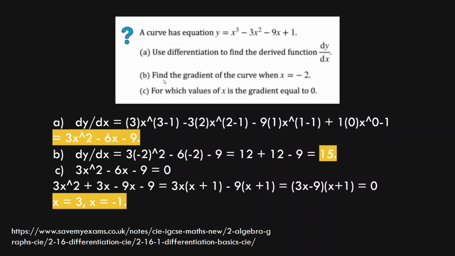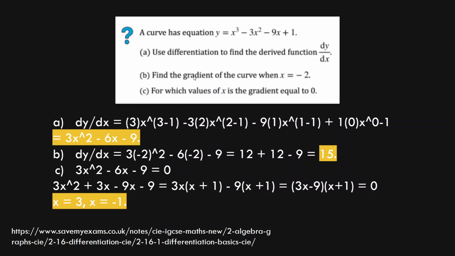And then find the gradient of the curve when x is equal to minus 2. To do this, we have to substitute minus 2 into the gradient function we found here. So substituting, we'll simplify it to 15. So the gradient of the curve is 15 when x is equal to minus 2.